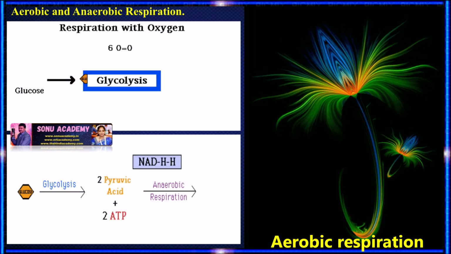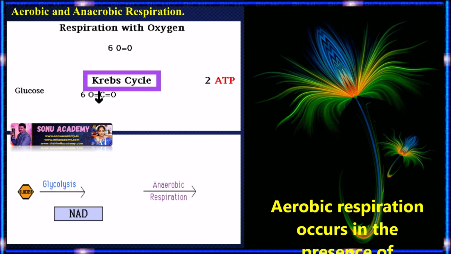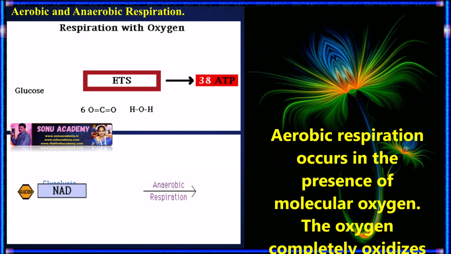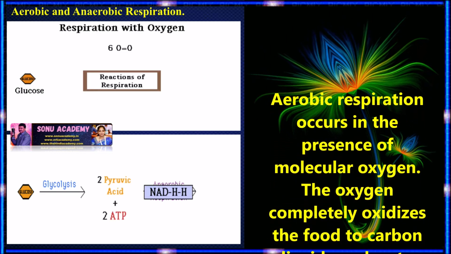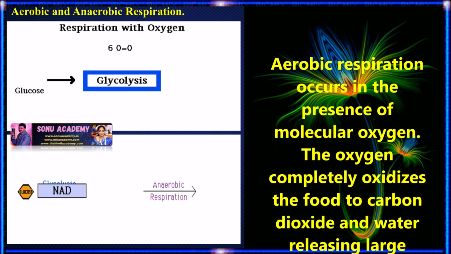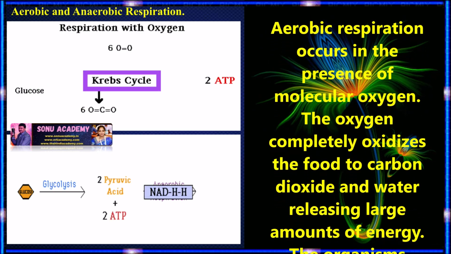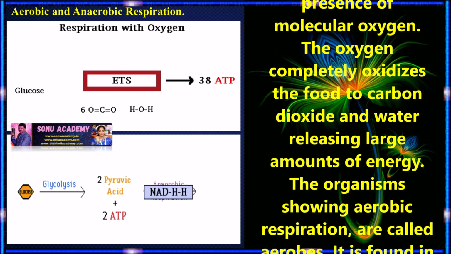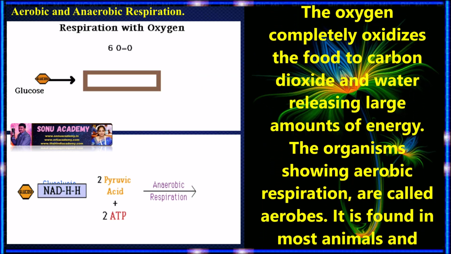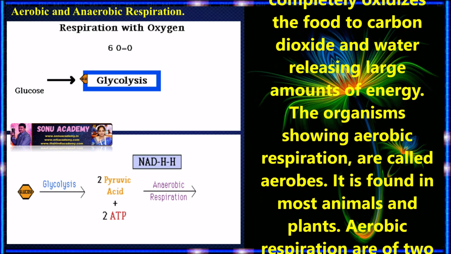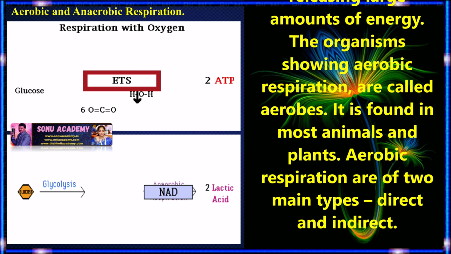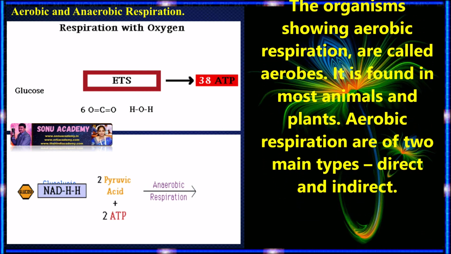Children, now let us discuss the types of respiration. First, let us see what is aerobic respiration. Aerobic respiration occurs in the presence of molecular oxygen. The oxygen completely oxidizes the food to carbon dioxide and water and releases a large amount of energy. The organisms showing aerobic respiration are called aerobes. It is found in most animals and plants.